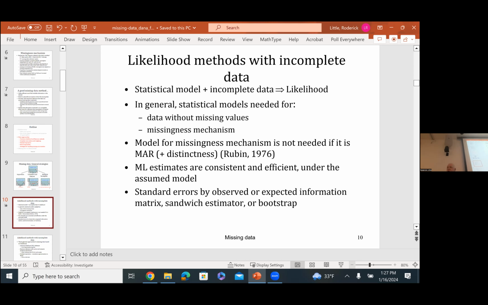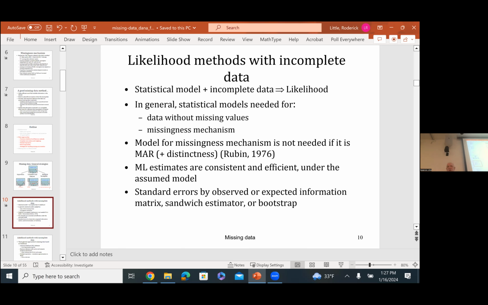Why do we like maximum likelihood? Well, maximum likelihood has all those nice properties that you learn in your theory course. It gives you consistent estimates if the model's correct. It gives you efficient estimates. And you can use inferences based on a normal distribution, so there's a normal approximation. Of course, all this is under an assumed model.